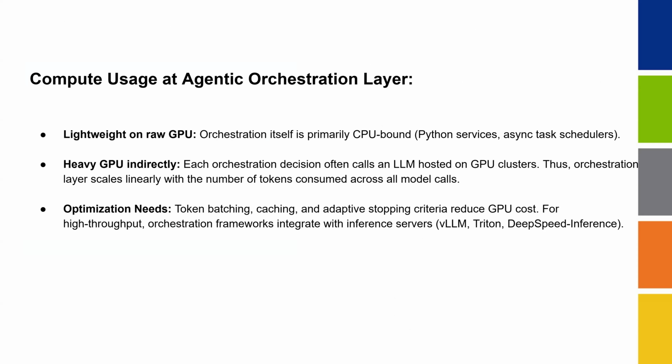As I mentioned, the orchestration layer is lightweight on raw GPUs. Orchestration itself is primarily CPU bound: Python services, asynchronous task schedulers, etc. It uses GPUs heavily, but indirectly: each orchestration decision often calls an LLM hosted on GPU clusters. Thus, the orchestration layer scales linearly with the number of tokens consumed across all model calls.